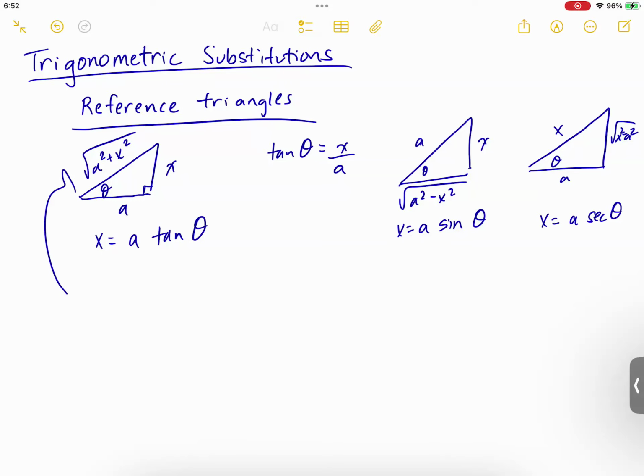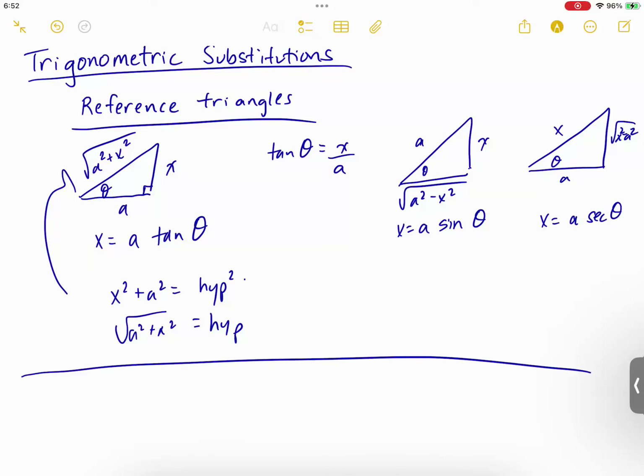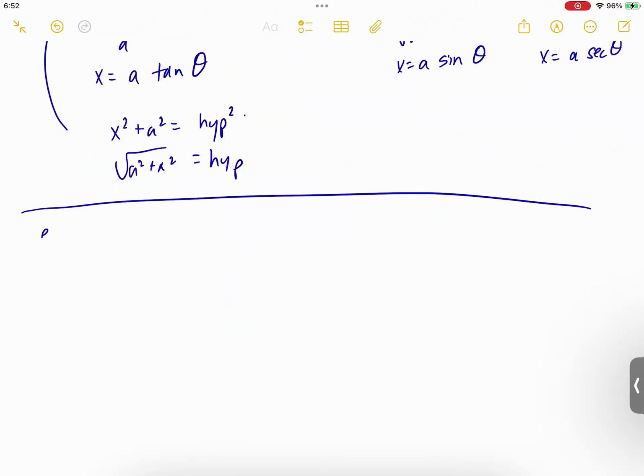Because say I wanted to find the hypotenuse, I knew tangent theta. I know the x squared plus a squared would be this hypotenuse squared. And then the hypotenuse comes out to this. So if you forget them, you can always draw these reference triangles. Okay, so how can you apply this? An example is evaluate this integral.